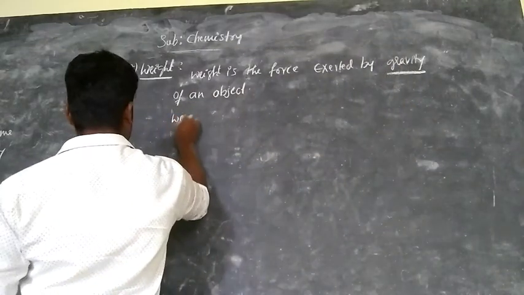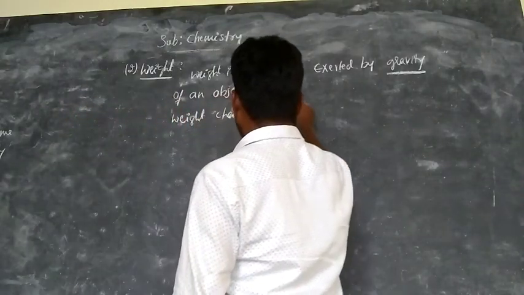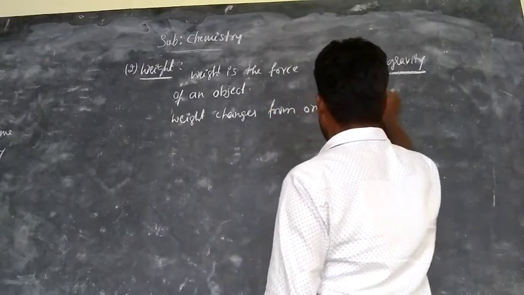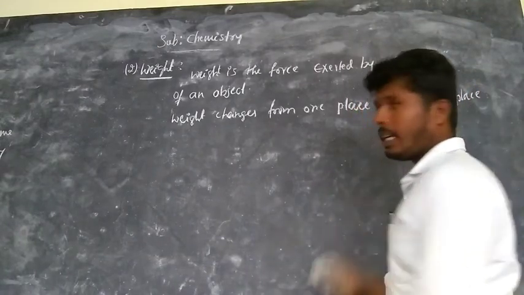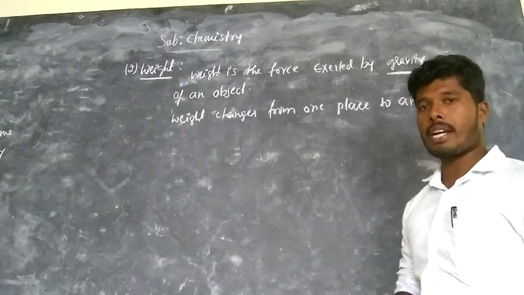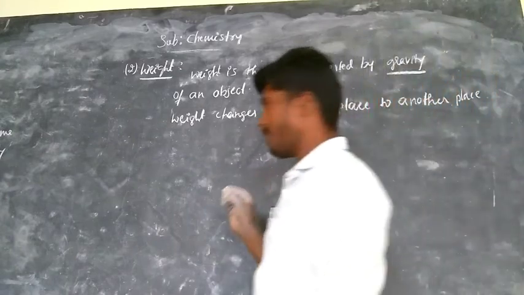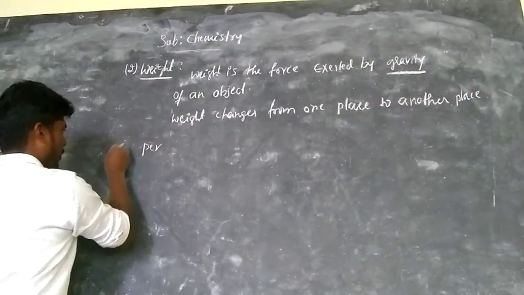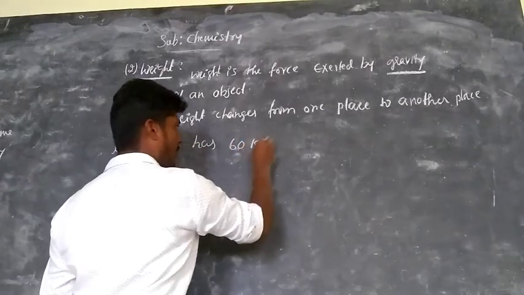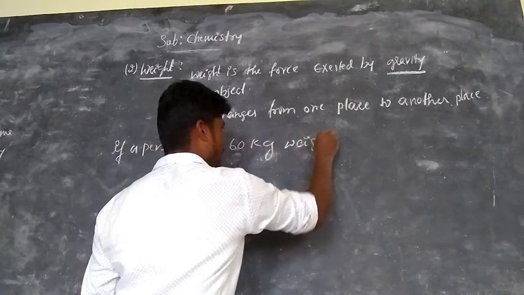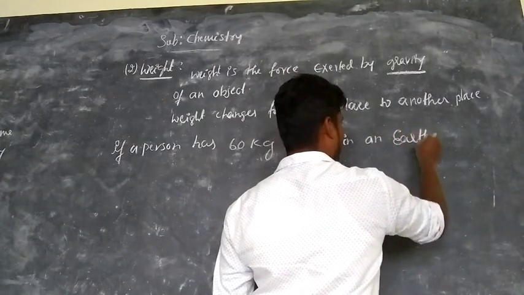Observe here, weight changes from one place to another place, but mass does not change. It is constant. Weight changes because weight depends on gravity. Here observe, if a person has 60 kg weight on the planet earth.